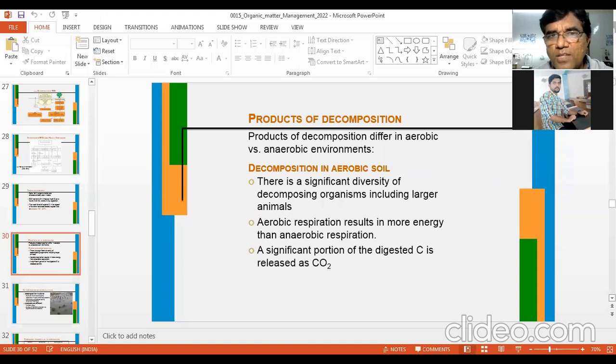Now, what are the different products of decomposition? Just now, you have seen water, carbon dioxide, alcohol, acetone. These are the products of decomposition. So in aerobic soil, there is a significant diversity of decomposing organisms. You get more diversity, more organisms in aerobic setting or aerobic soil. Aerobic respiration results in more energy than anaerobic respiration. A significant portion of digested carbon is released as carbon dioxide. So it is mostly carbon dioxide which is released under aerobic decomposition of organic matter.